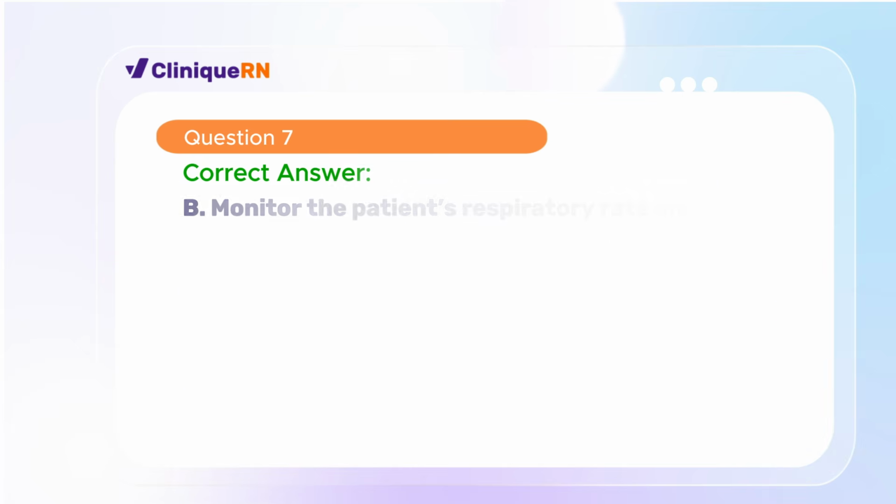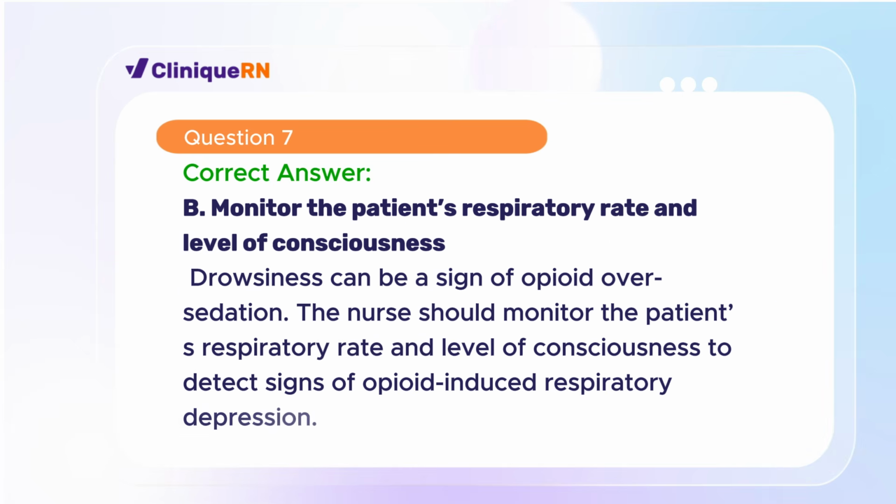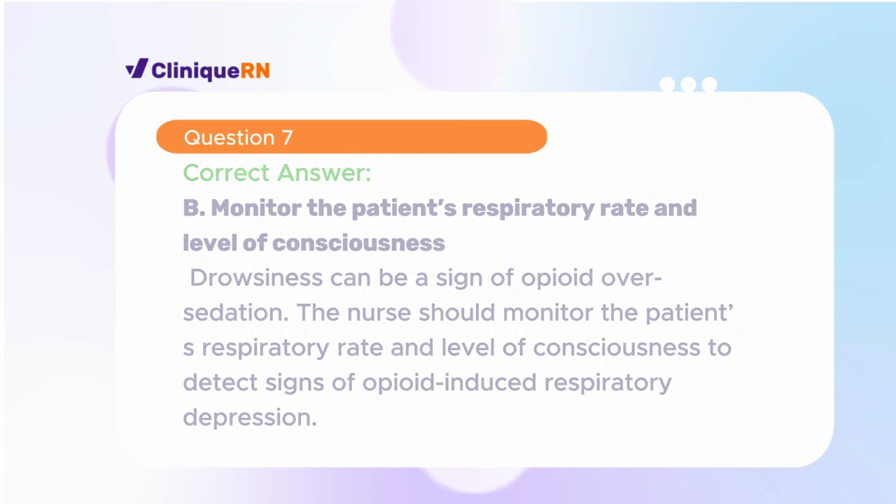The correct answer is B. Monitor the patient's respiratory rate and level of consciousness. Rationale for correct answer. Drowsiness can be a sign of opioid oversedation. The nurse should monitor the patient's respiratory rate and level of consciousness to detect signs of opioid-induced respiratory depression.